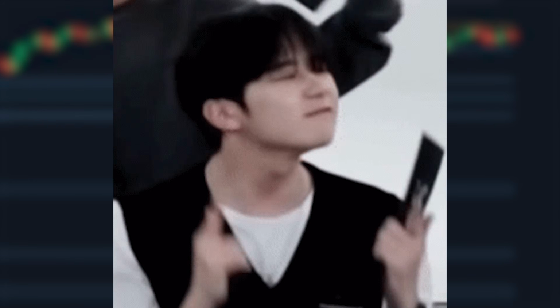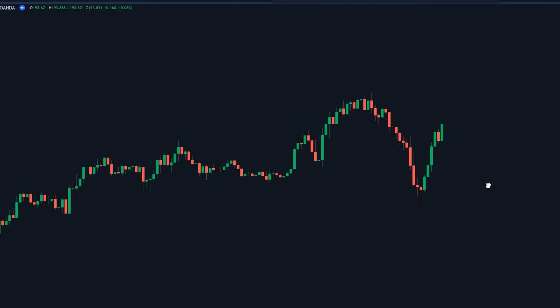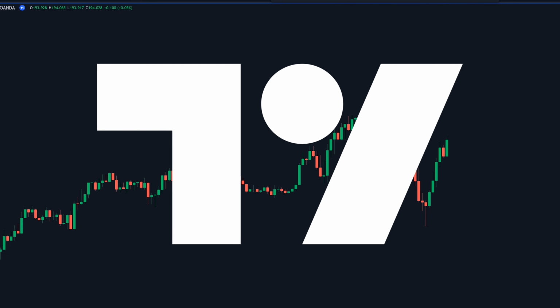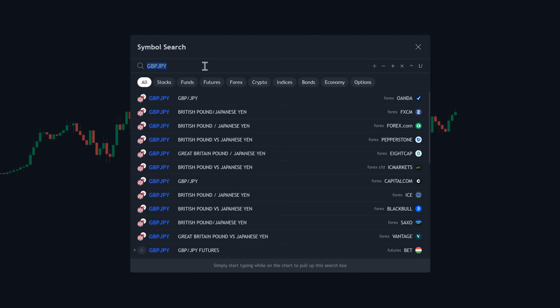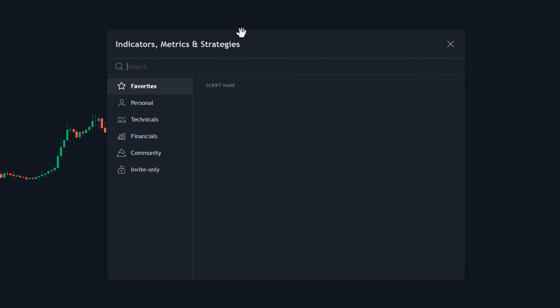Let's get into it. To add this amazing indicator to your chart, you want to go to TradingView and then load the 5-minute time frame of GBPJPY. Then click on Indicators and type in Bjorgum Key Levels, this one by Bjorgum.